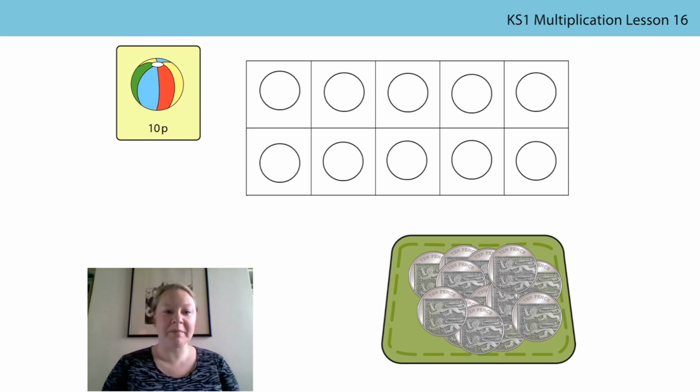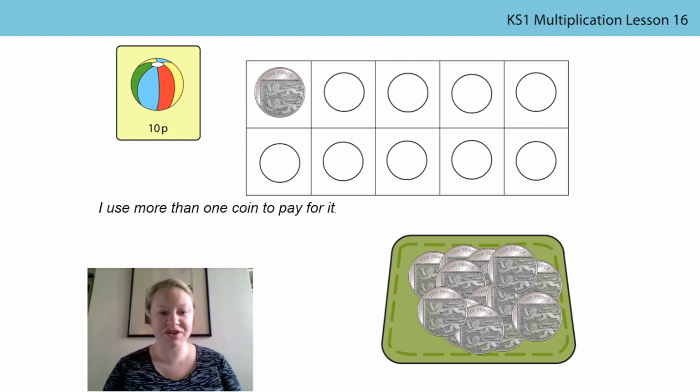Now we're going to try and buy our ball with our 10p coins. Okay, so we're going to count in multiples of 10. Ready? 10. We're there already. We're at 10-pence already. Now let's just check the statement. I use more than one coin to pay for it. Now when we're using our 10p coins, did we use more than one to pay for the ball? No, well done. We didn't. So this time we can't use a 10-pence.